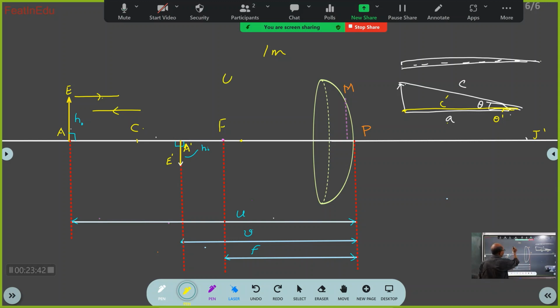If you write, u is equal to minus 1 meter. U is equal to minus 1 meter, measured from the pole to the object. See, the problem is this.